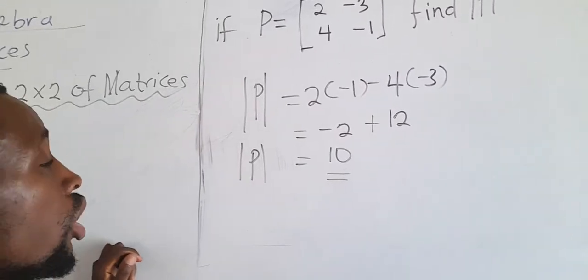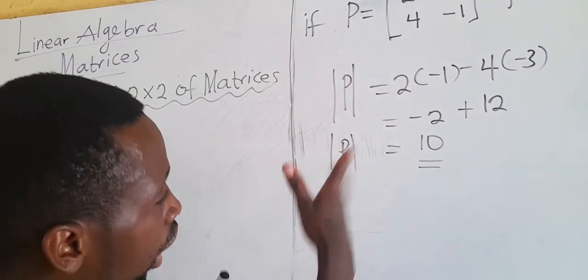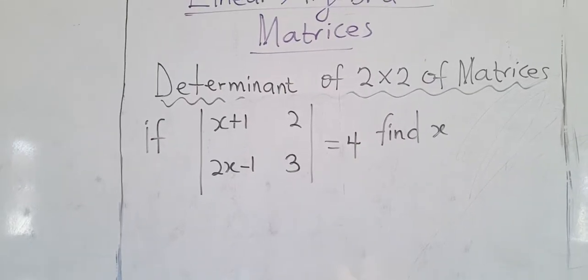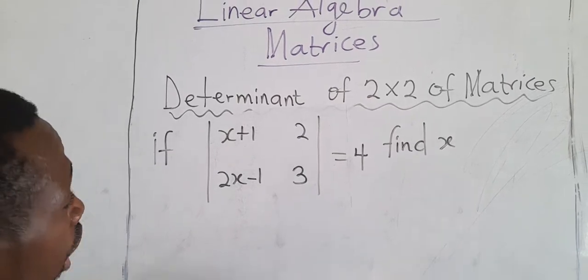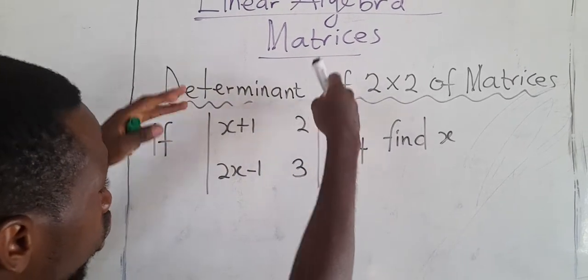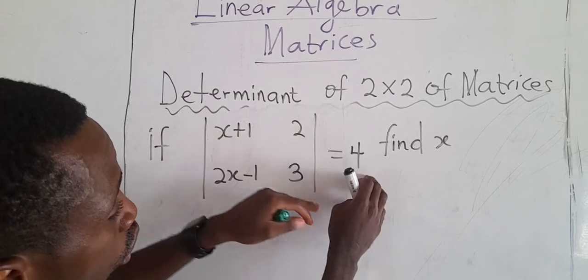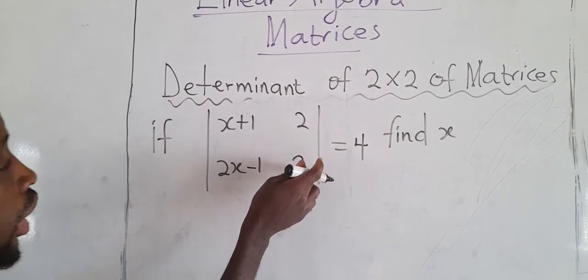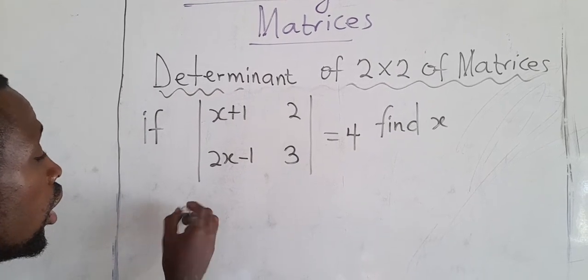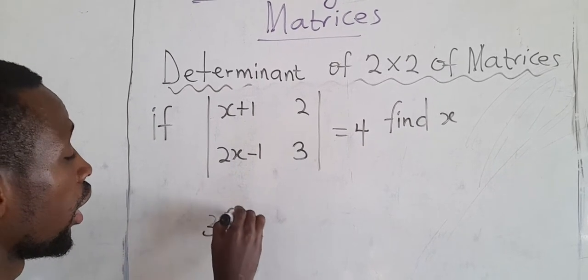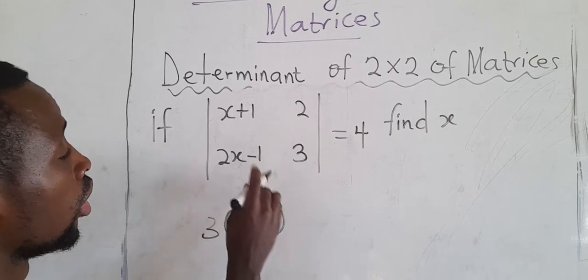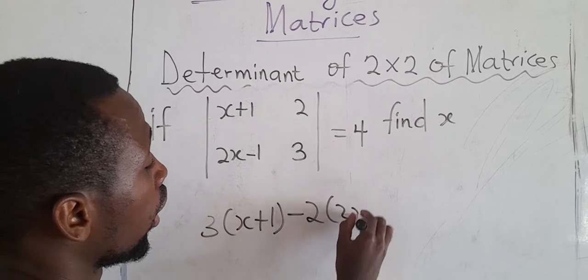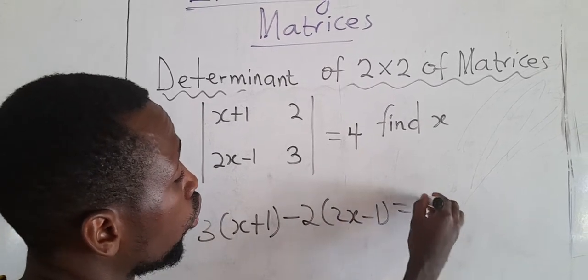Now we'll look at the application of this, and I know you can do this. We'll look at the application of the determinant of a 2x2 matrix. Remember, this is the determinant. They say the determinant of this matrix is 4. Find x. To find the determinant, this multiplies this. So the determinant: 3 will multiply x plus 1, then minus 2 will multiply this, so 2 multiplies 2x minus 1, and it is equal to 4.